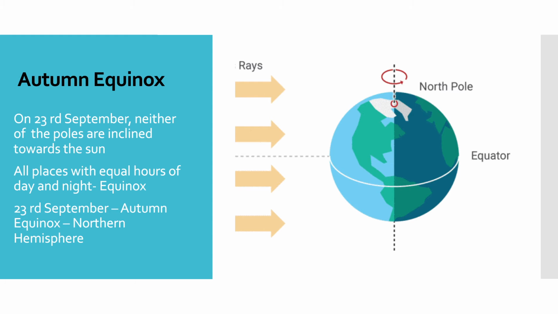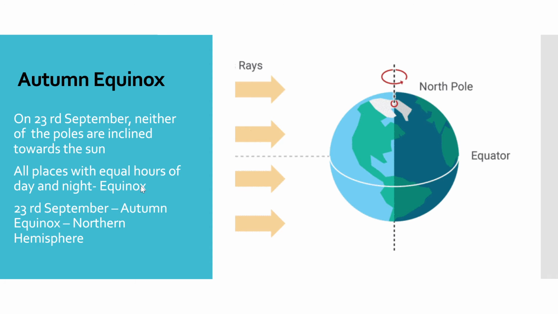But the next is autumn equinox. So during this time, that is on 23rd September, it is known as autumn equinox, as it occurs when it is autumn season in the northern hemisphere. So during this time, neither of the poles are inclined towards the sun, and all places have equal hours of day and night.